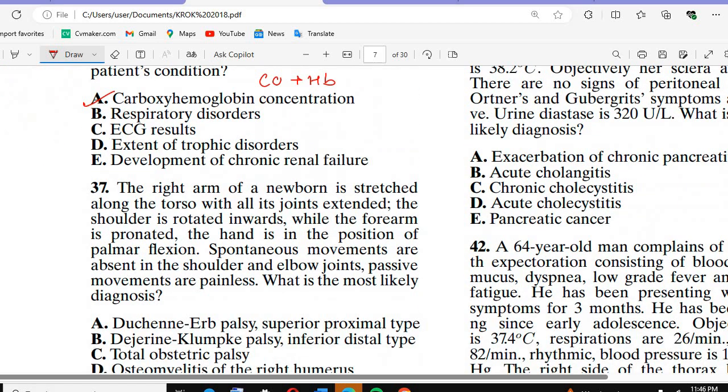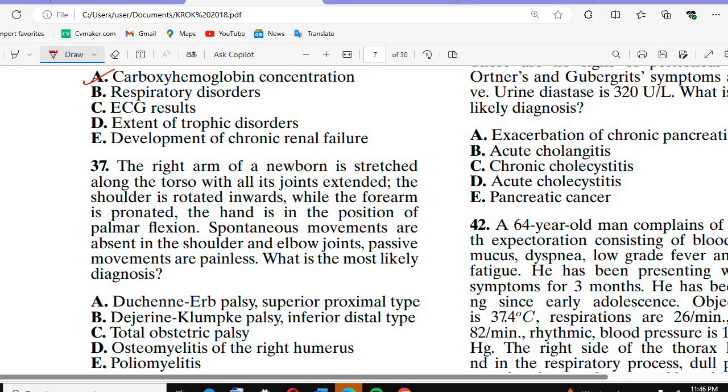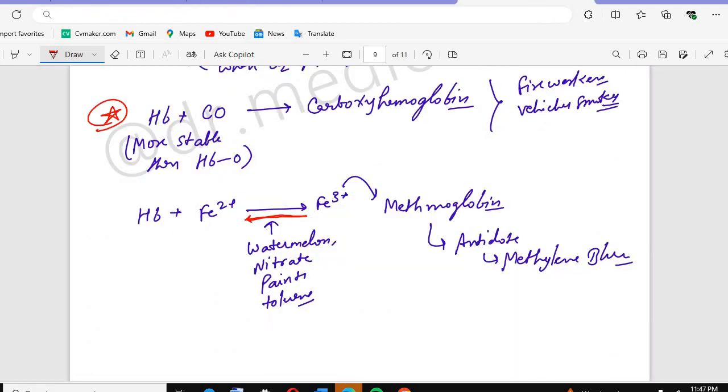Okay, the next one, we have the right arm of the newborn stretched along the torso with all its joints extended, the shoulder is rotated inward while the forearm is pronated. Let's go a little fast.